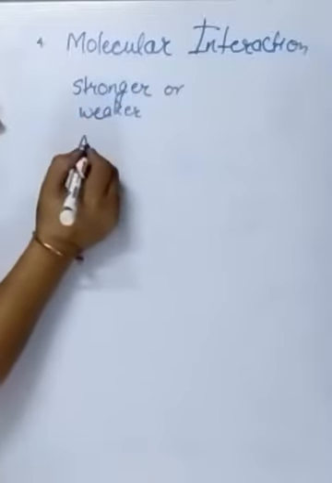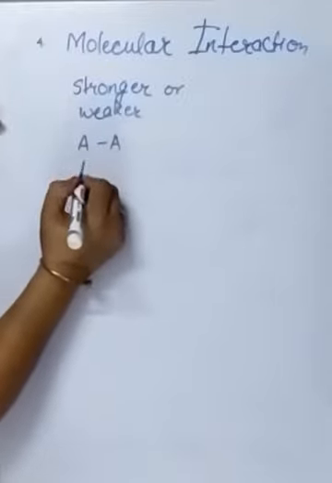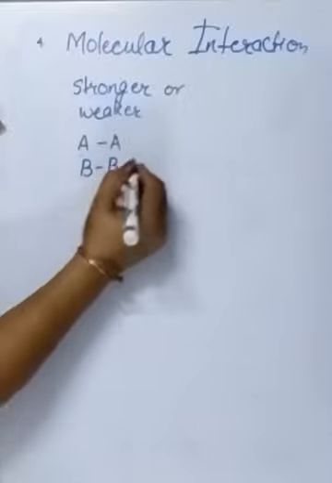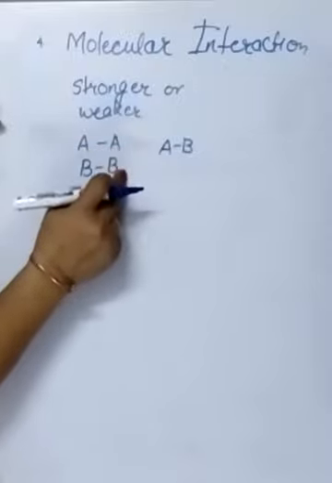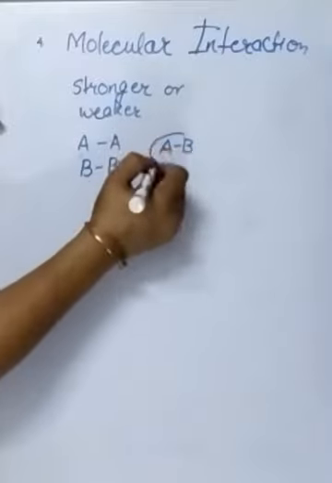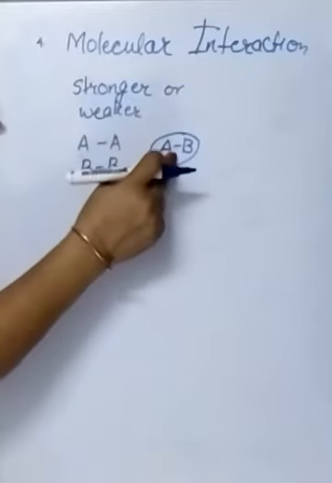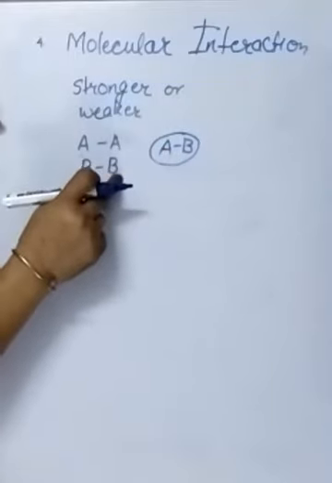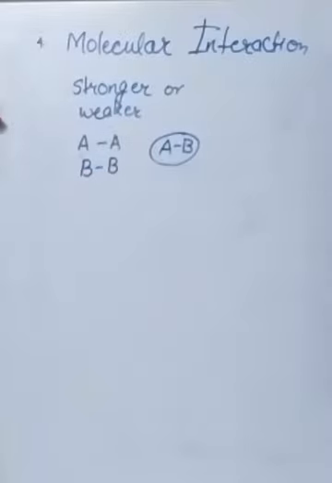Suppose component A has a force of attraction between AA, and B has BB. We'll find AB is either more than AA and BB, or lesser than AA and BB. So the new forces of attraction may be larger than the earlier forces or may be weaker than the earlier forces. And because of this, we will find the solution doesn't behave ideally. It is called a non-ideal solution.